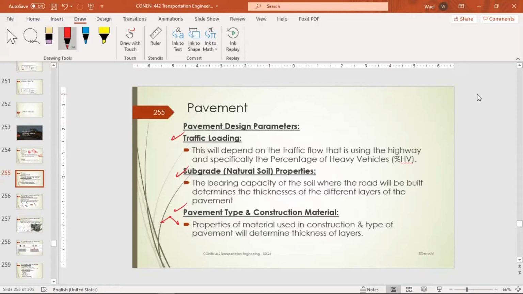Also the subgrade. If we have a good sandy subgrade soil, it's better than having a clay soil. The bearing capacity is different, okay? And the pavement type basically dictates the design method.